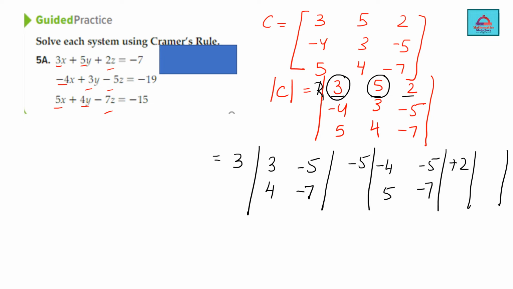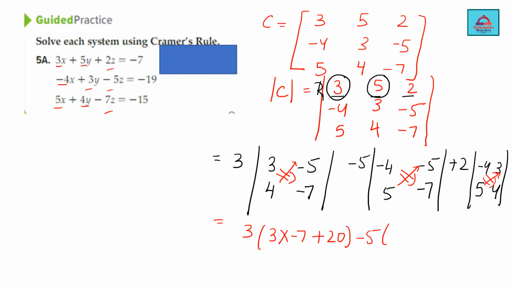Remove the row, remove the column, these four elements. Remove the row, remove the column, these elements. Follow the diagonal rule. And you can simplify as 3 times negative 7 plus 20, minus 5 times 28 plus 25, plus 2 times negative 16 negative 15. So you can use your calculator to do this calculation, and it reduces to 324.